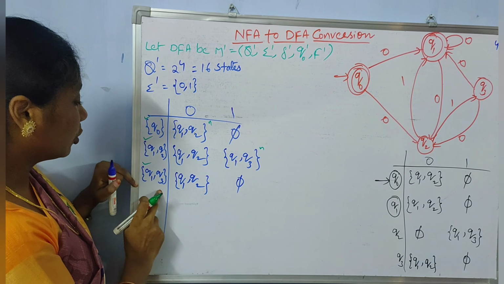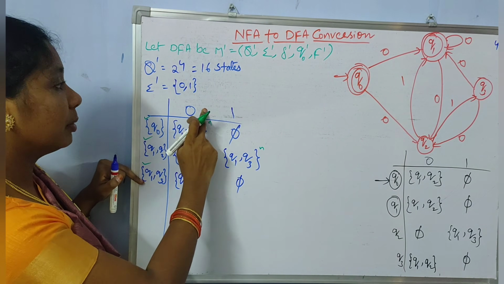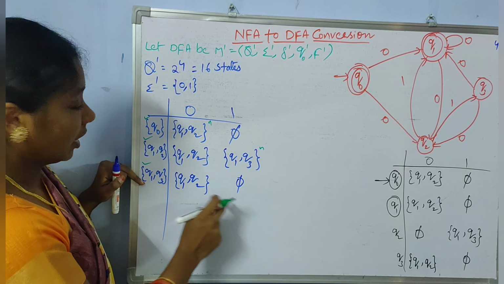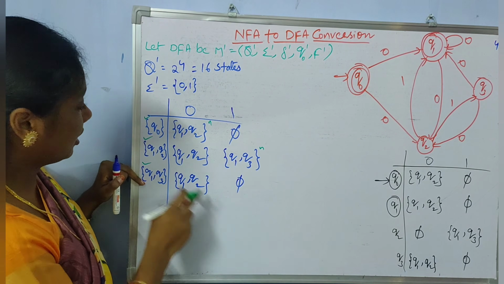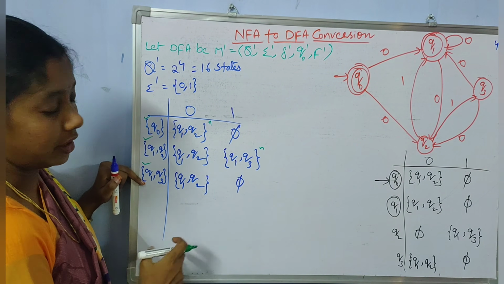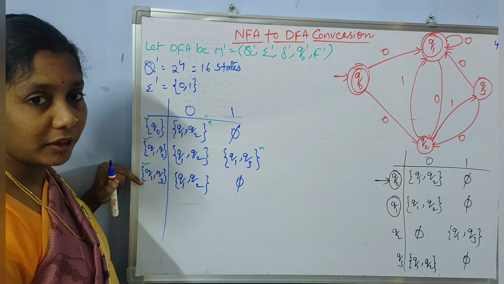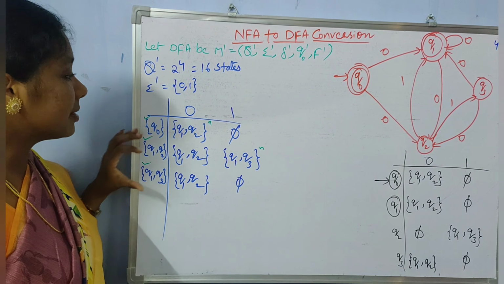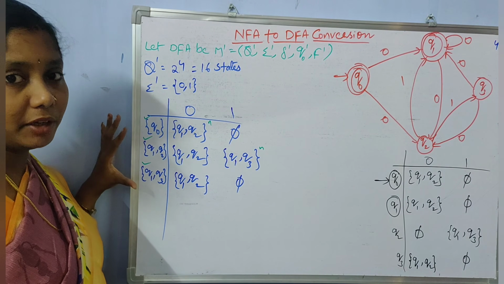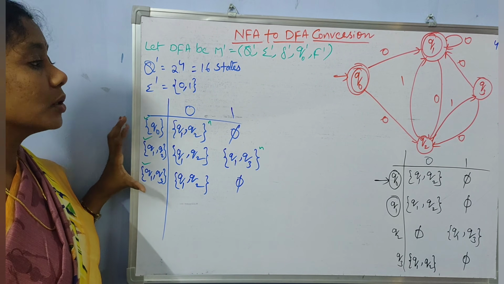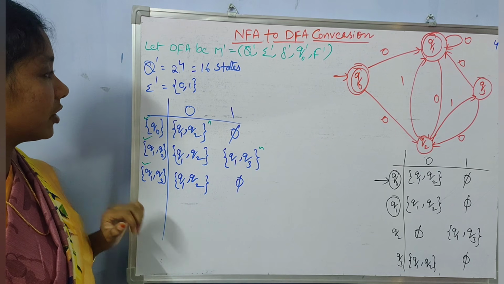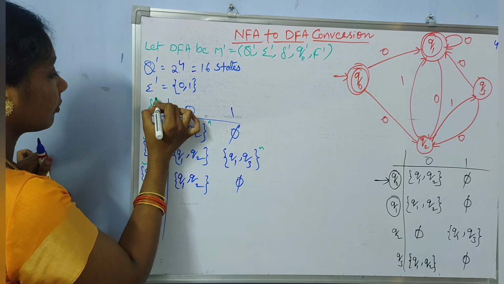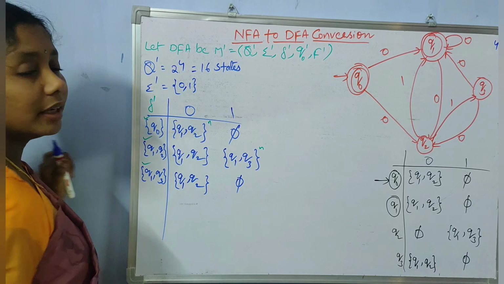Consider Q1, Q3. Again Q1, Q3 with input 0 goes to Q1, Q2 and input 1 goes to 5. Here Q1, Q2 is not a new state. It is already marked as a reachable state. And 5, no need to consider. So there is no need to further expand the transition table. This is our optimal DFA in terms of number of states. So we can directly construct the DFA from this table. Okay, these are all the set of transitions of the DFA.